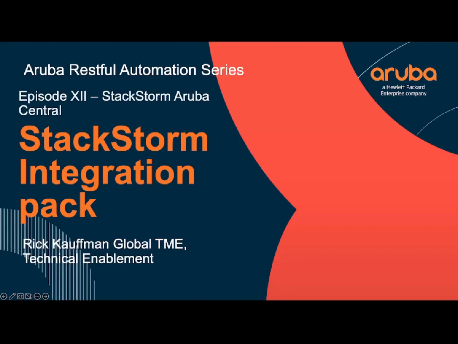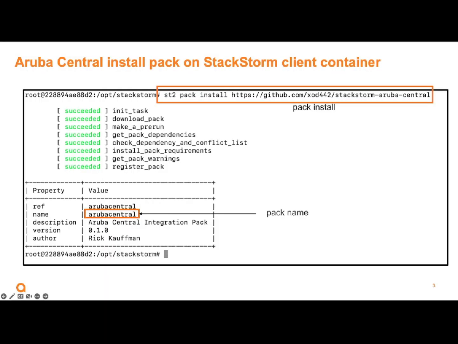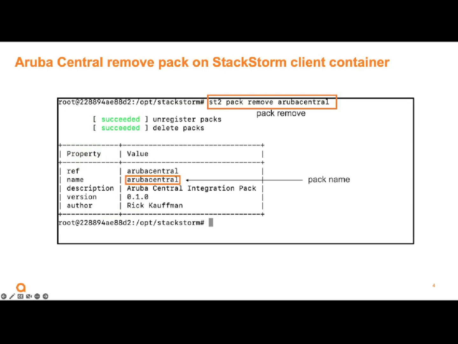Episode 12, StackStorm Aruba Central. This is the Aruba Restful Automation Series, the last and final episode. Let's take a look at what's inside our StackStorm pack. We want to install the pack, so we'll use the st2 pack install command like this, and we put the reference to our GitHub location of our pack. Once you do that, you'll see it succeeded on installing, and you'll see you have a pack called Aruba Central. If you want to remove it, it's st2 pack remove.